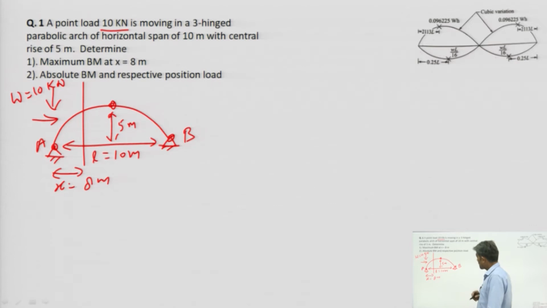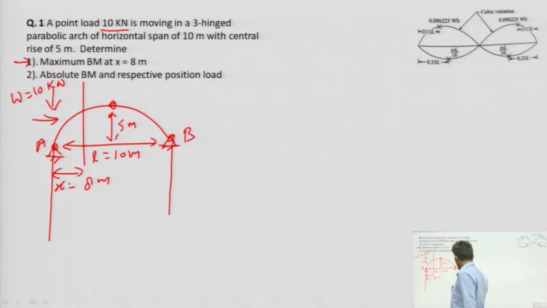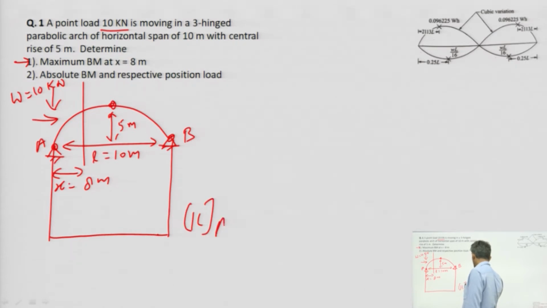Another thing is to calculate the absolute bending moment. So, first calculate the maximum bending moment. We will use the IL for bending moment at section x. In the last class we have plotted it.